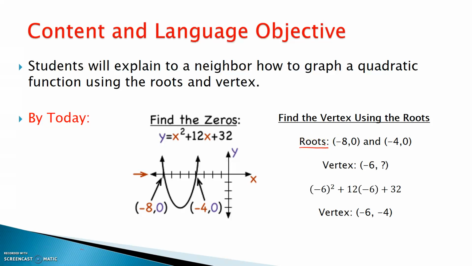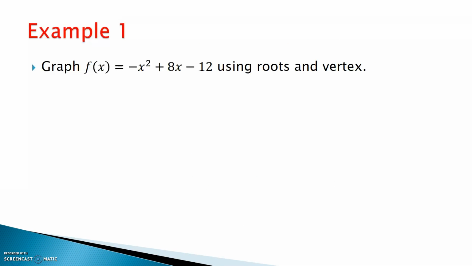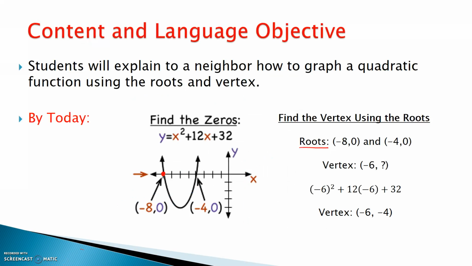The way that we find the roots, the x-intercepts, is by using our Punnett square. And we factor it, we solve it. In this case, I got -8 and -4 as my x-intercepts. Whoops, let me go back. Okay, -8 and -4 as my x-intercepts.